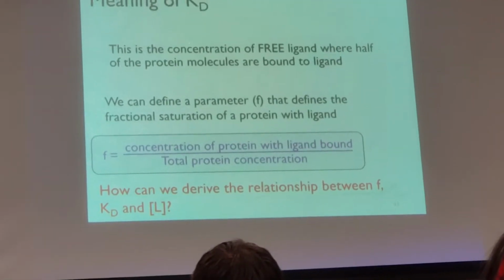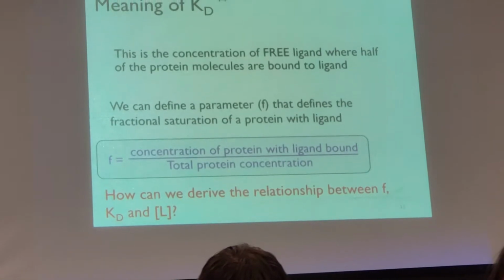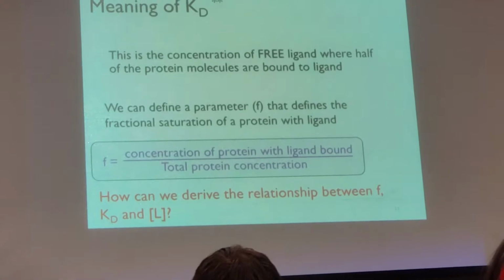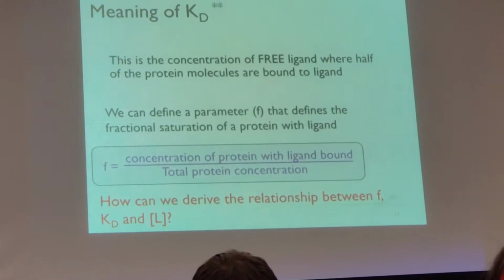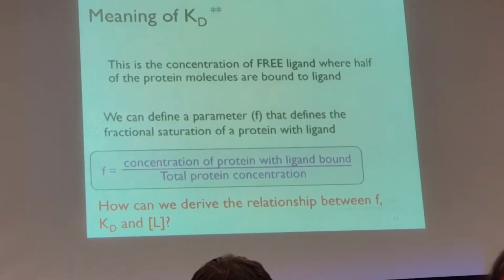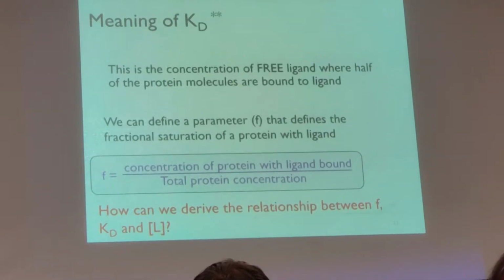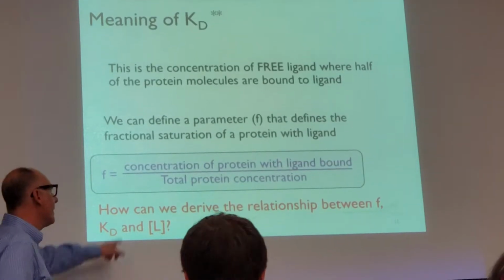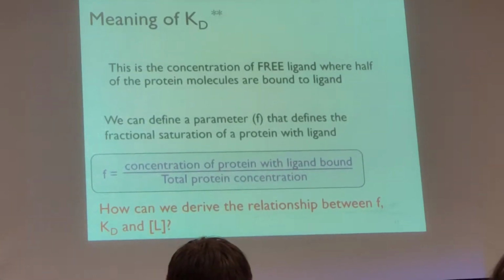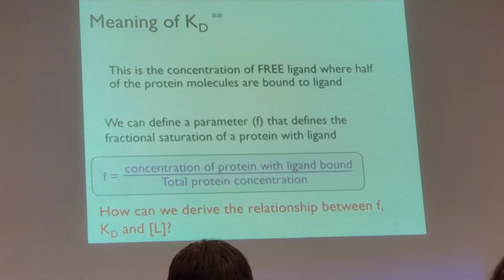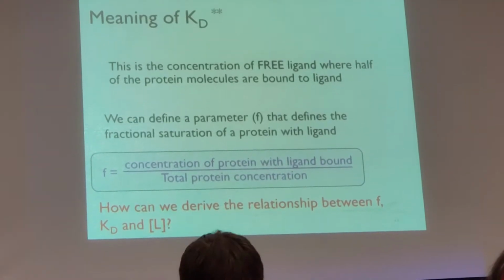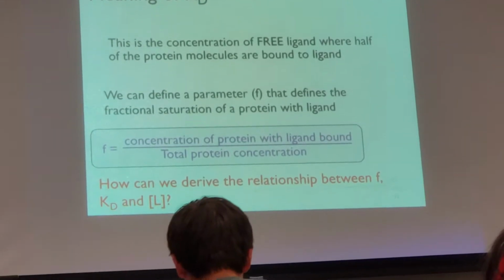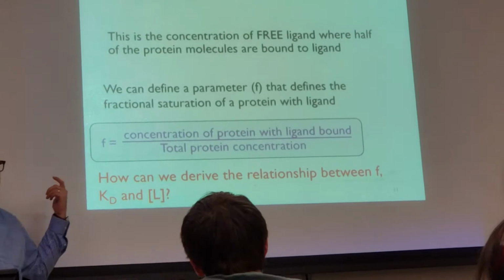Basically, a concentration of free ligand where half of the protein molecules, I'm just going to do it in protein world, but it could be DNA, are bound to ligand. So that's what defines it. We've defined this parameter F, called fractional saturation. What is fractional saturation? It's just the concentration of protein with the ligand bound over the total protein concentration. So this number is going to go from 0 to 1. I may express it sometimes in percentages, but you can easily go to a fraction from that.